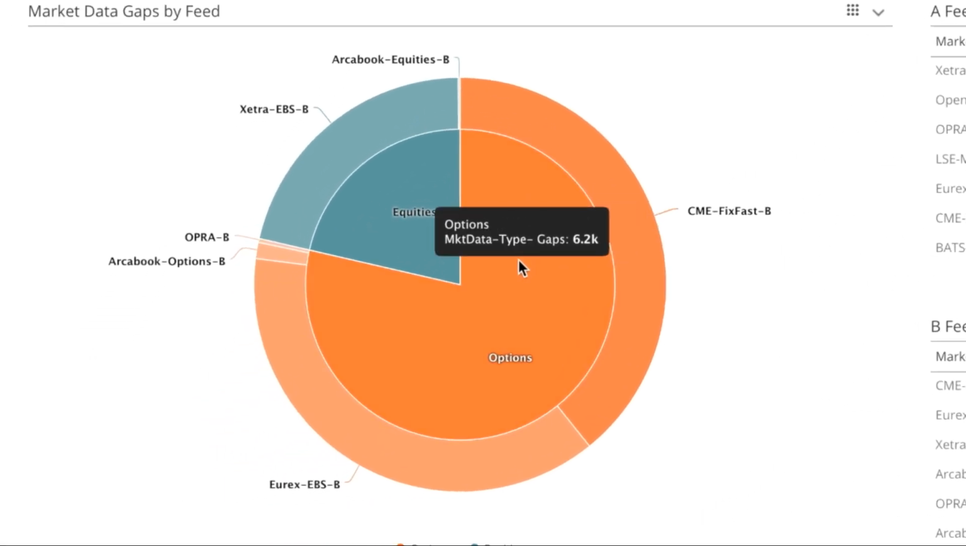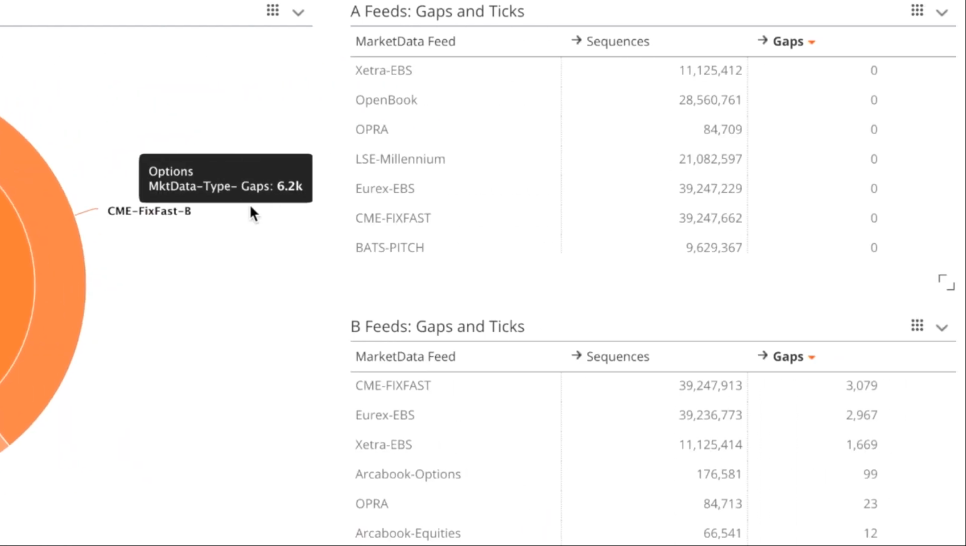The pie chart here is showing us a breakdown of which feeds have gaps, and we can see it's actually exclusively the B feeds. And that's actually backed up in the tables here on the right hand side as well. All the A feeds are running clean, 0 gaps, whereas the B feeds, it's a different picture.